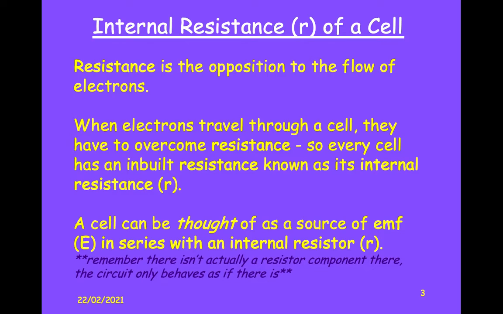Internal resistance of a cell. So when the electrons are going through a cell, there's going to be some resistance in that cell. So each cell or power supply has got a small inbuilt resistance, and that's called internal resistance. We write that as a small r just to identify it as being separate to the resistance in the rest of the circuit.